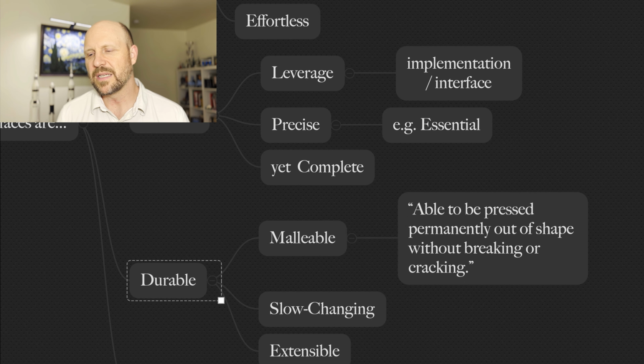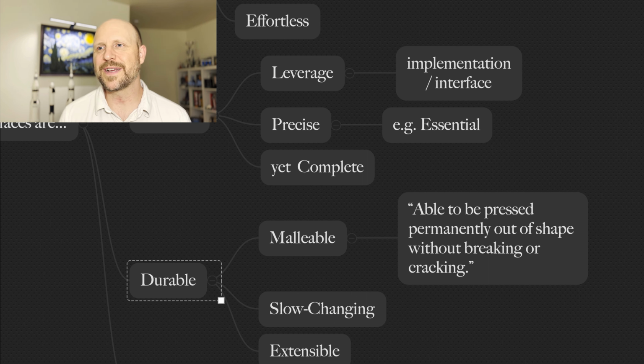Durability. Now, when I was trying to think of how metal applies to interfaces as an analogy, I was stumbling over descriptions of metal, and then durable came up, and I was like, oh, durable, that sounds kind of nice. How does that fit? And then I also saw malleable come up, and I saw this definition of malleable, which is able to be pressed permanently out of shape without breaking or cracking. And this suddenly clicked for me.